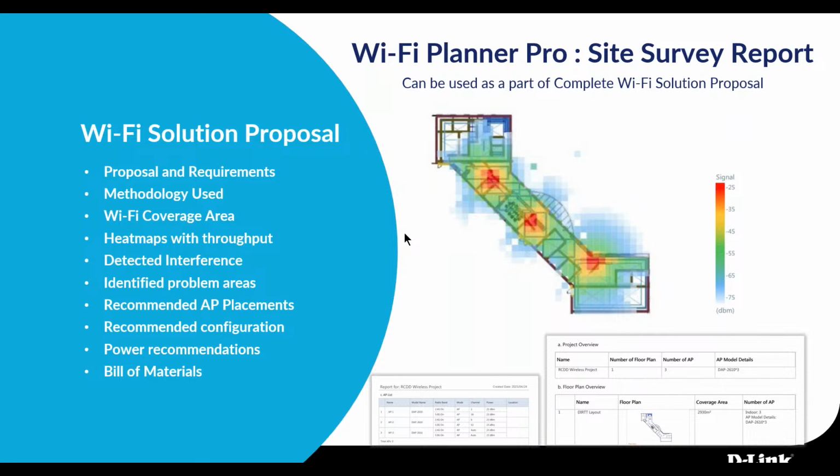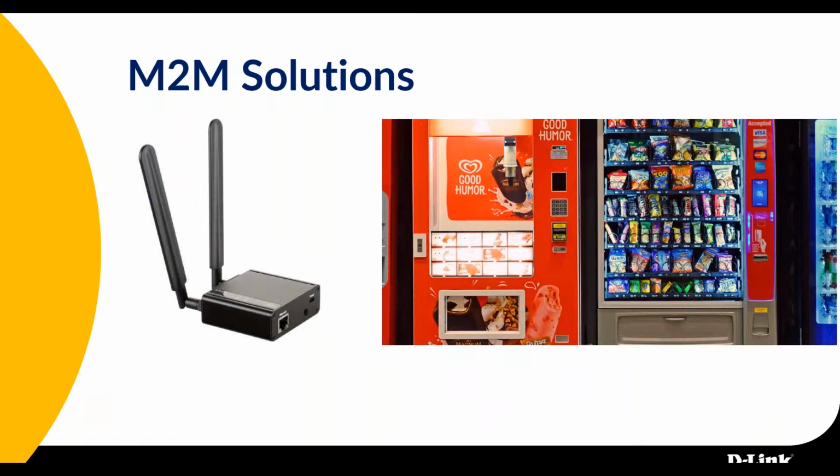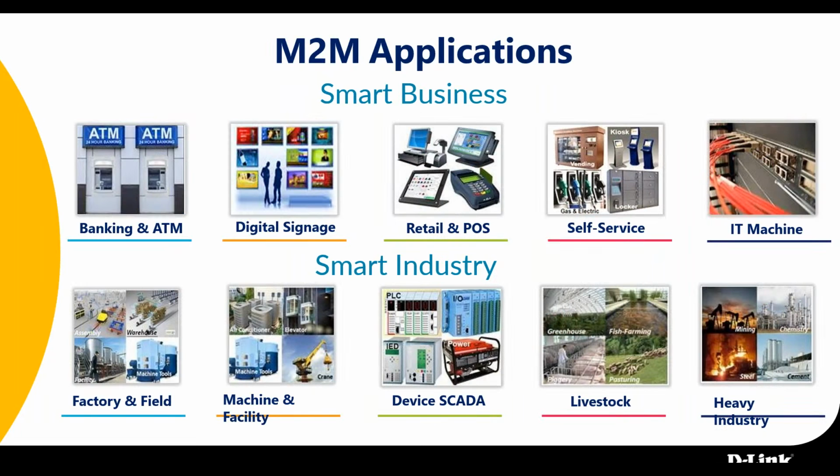So just really quickly, I also want to talk about this other category, our M2M solutions, our machine-to-machine solutions. It's not Wi-Fi necessarily, but we wanted to talk about this. We wanted to talk about a little bit of this to start getting the word out there that D-Link in North America is now starting to carry our machine-to-machine solutions. So D-Link machine-to-machine solutions, or M2M solutions, are designed to provide connectivity for things like banking and ATM machines, digital signage applications, retail and POS.